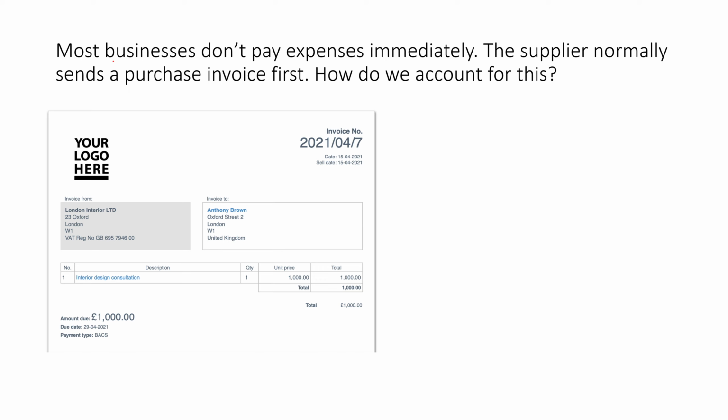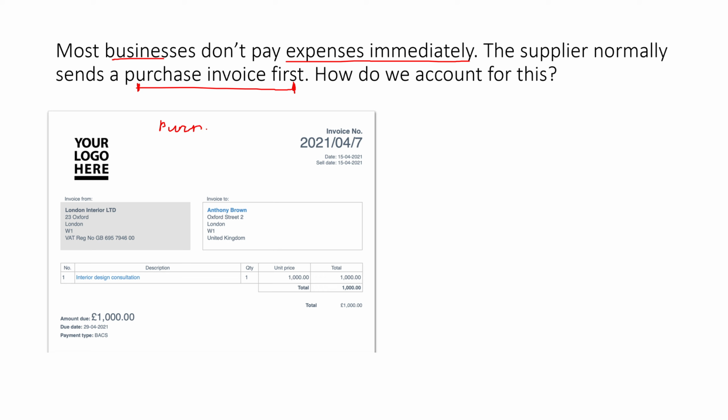Now, most businesses don't pay expenses immediately. A supplier will normally send a purchase invoice first. It depends on the process and the type of expense, but normally there are lots of steps before the issue of the purchase invoice, like the organisation sending a purchase order saying, we need these materials. But on the whole, the process we're interested in is when we get the purchase invoice.